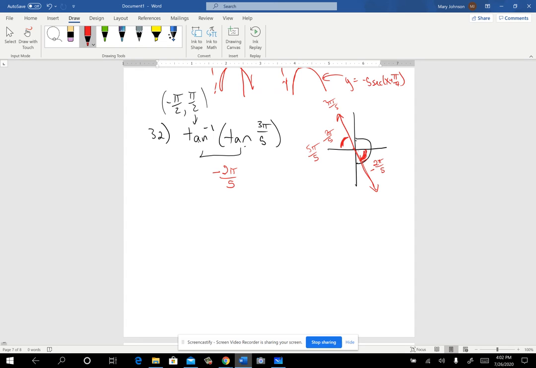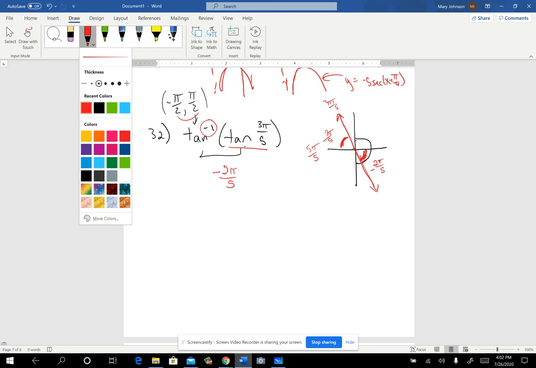It has the same tangent. The tangent on both of those would be a negative number. But when you do tan inverse, it's defined to be an angle between negative pi over 2 and pi over 2 that has the tangent equal to this. So you have to be careful when you do your drawings.